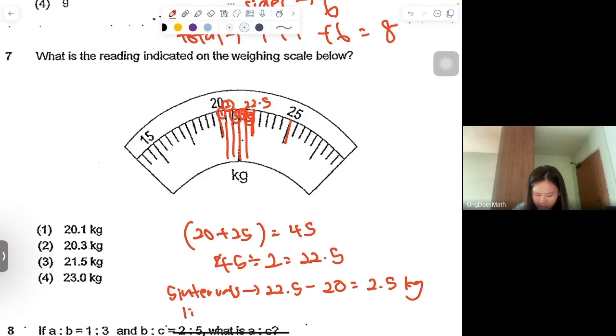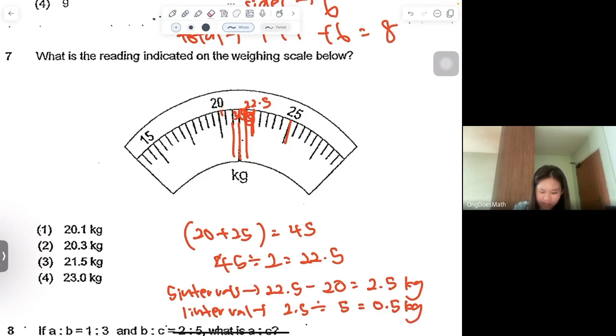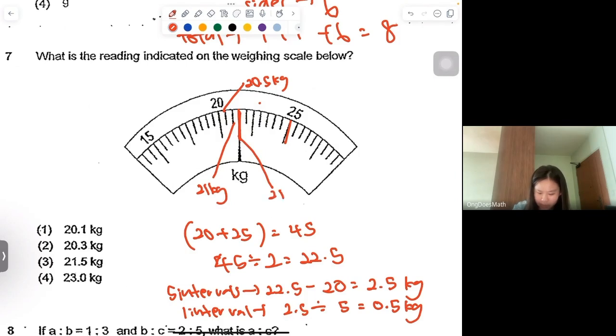So you want to find out what one interval is. One interval is just 2.5 divided by 5, which will give you 0.5 kg. So now you find out what's one interval already. You have to find out what you want, which is this point. One interval is 0.5 kg, so this one will be 20.5 kg. Here will be 21 kg. And what you want will be 21.5 kg. So the answer will be option 3.